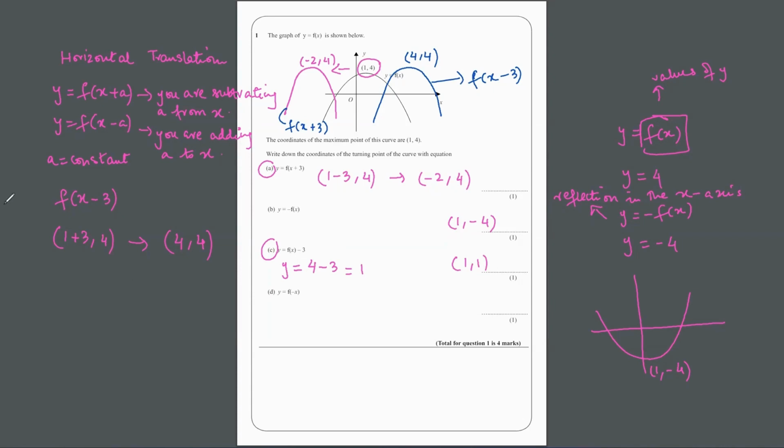If we draw the transformation for this, originally it's 1, 4. So the new one is going to be 3 units down. So that's going to come over here. That's going to be 1, 1. It's a vertical translation.